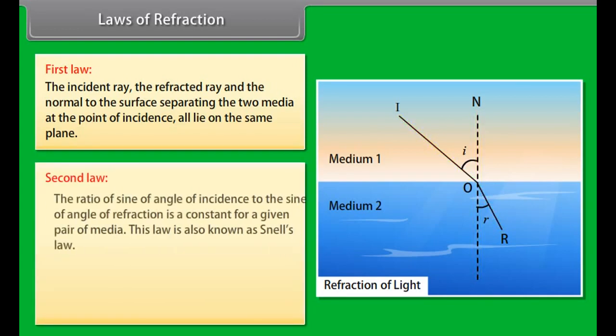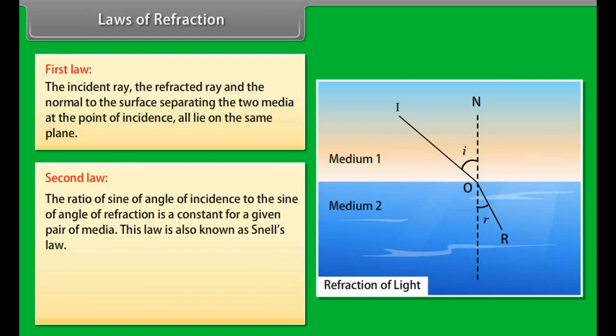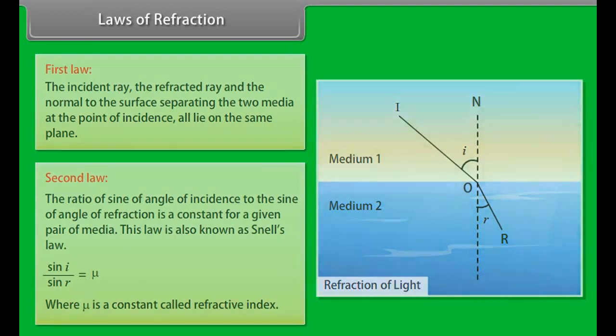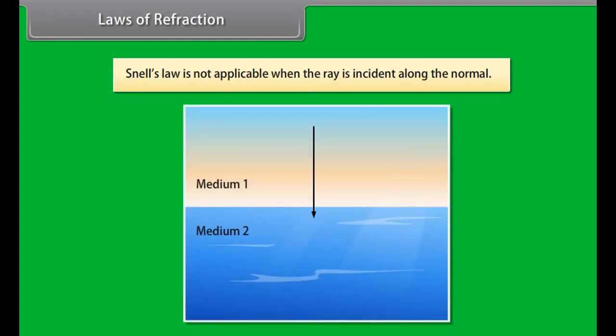Second law: the ratio of sine of angle of incidence to the sine of angle of refraction is a constant for a given pair of media. This law is also known as Snell's law. sin i / sin r = μ, where μ is a constant called the refractive index. Snell's law is not applicable when the ray is incident along the normal.